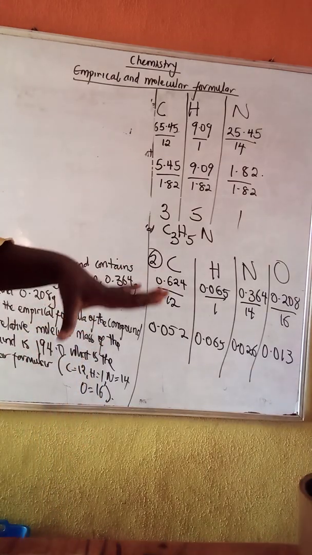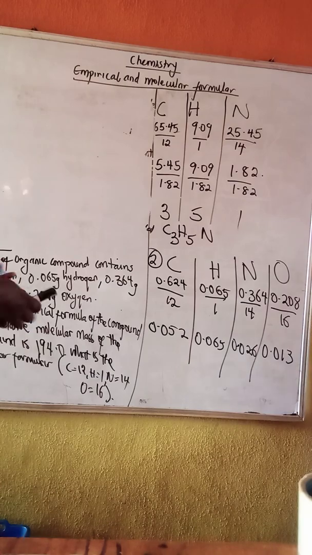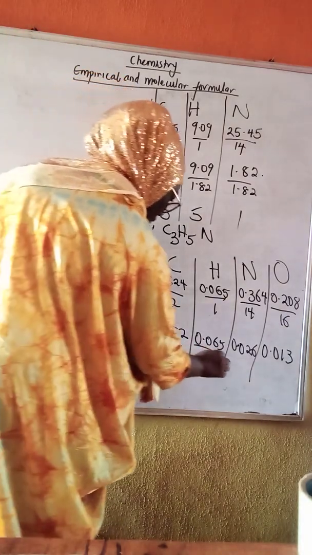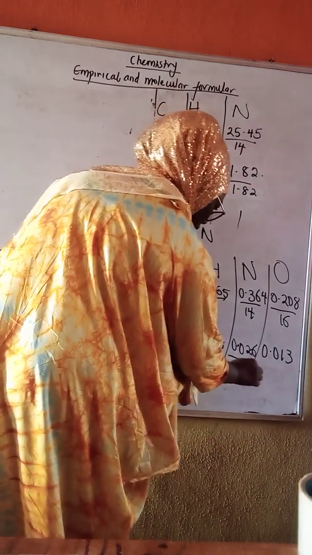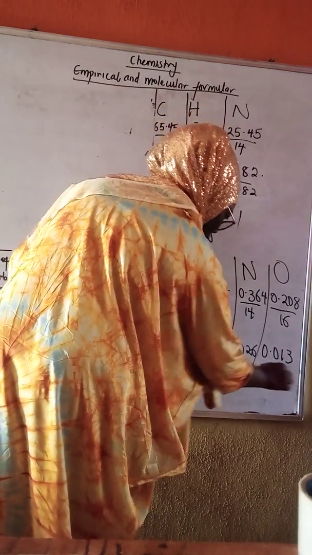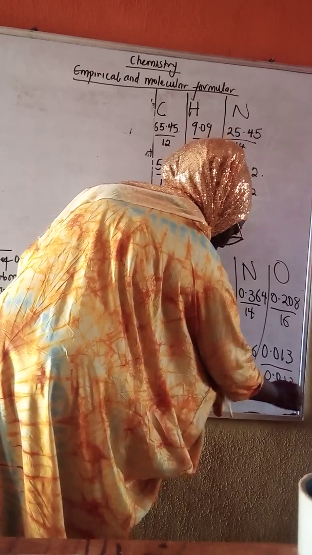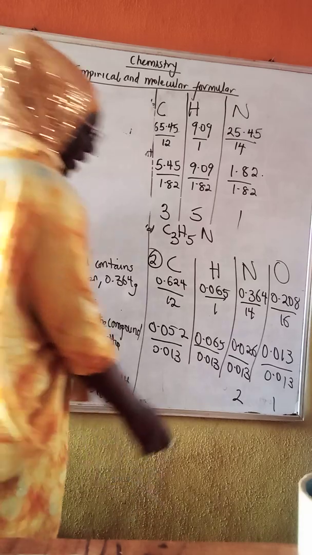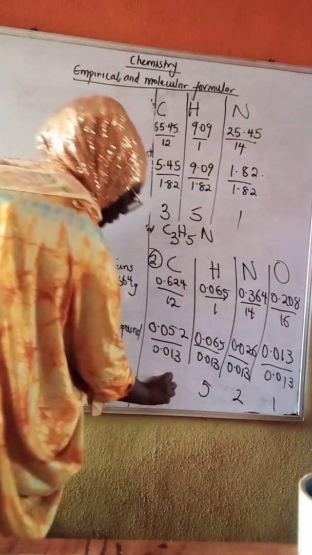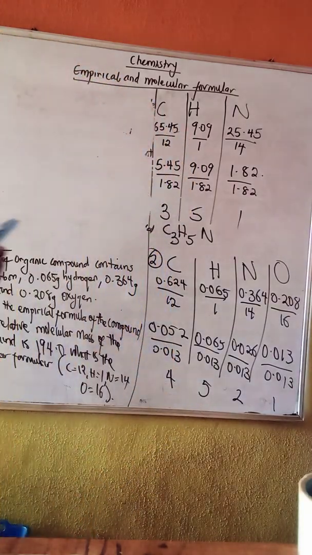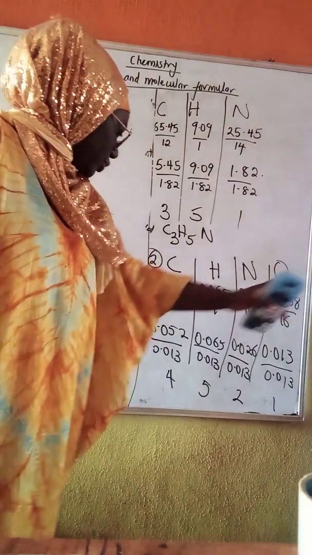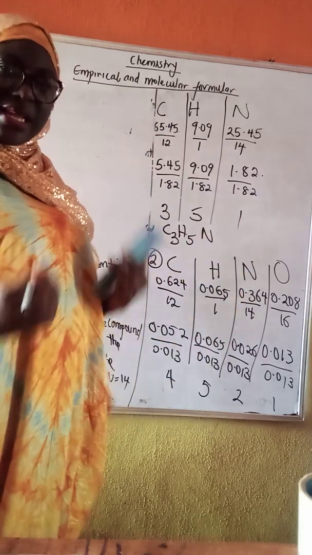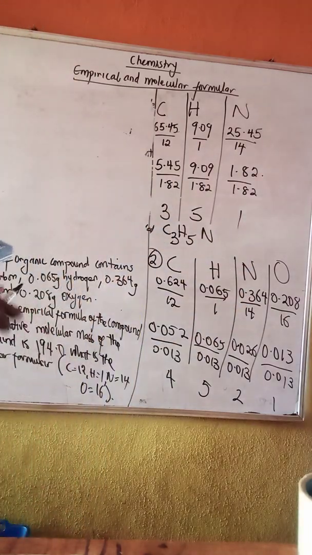So we are going to divide through by the smallest ratio. So this one divided by 0.013, and so on for each. At least I know this one is 1, this one is 2. So now let's look for this one. This one should be 5, yes? While this one should be 4. Good. Now, these are the reacting ratios. 4:5:2:1.